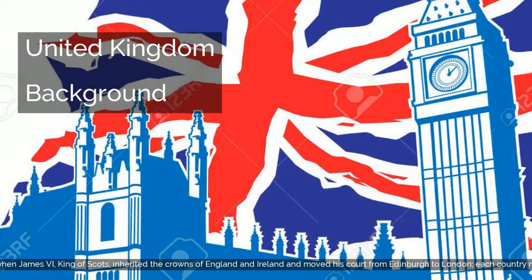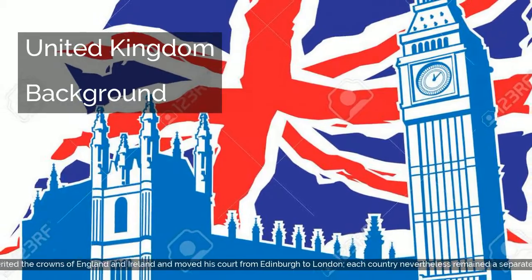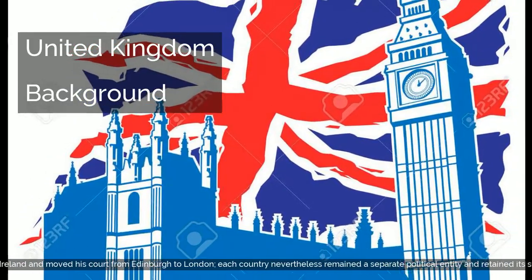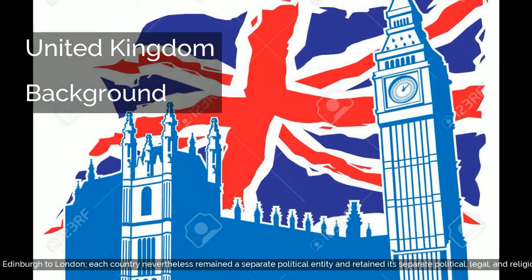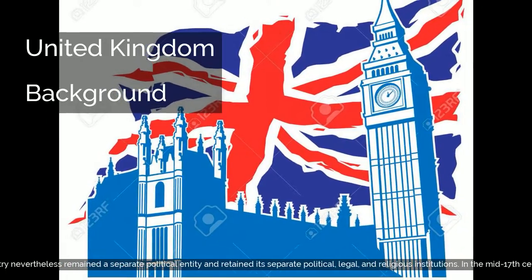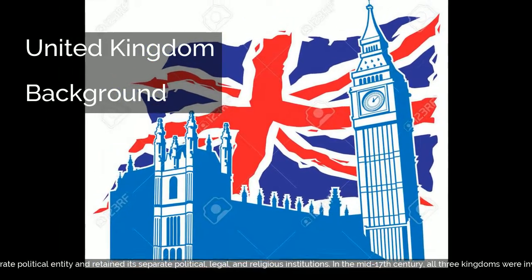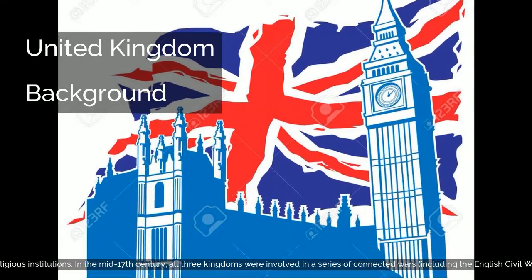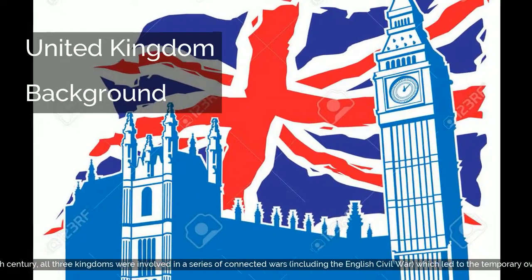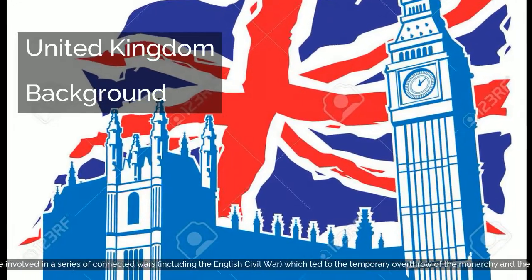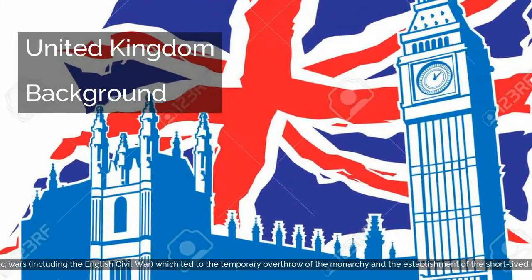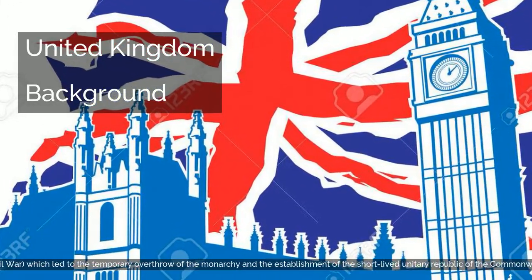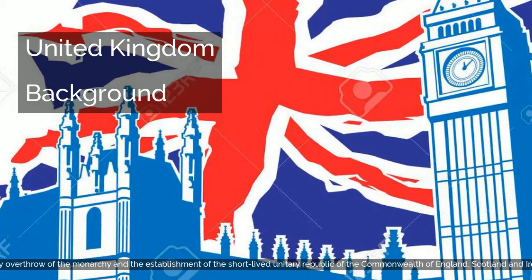In the mid-17th century, all three kingdoms were involved in a series of connected wars, including the English Civil War, which led to the temporary overthrow of the monarchy and the establishment of the short-lived unitary republic of the Commonwealth of England, Scotland, and Ireland. During the 17th and 18th centuries, British sailors were involved in acts of piracy, privateering, attacking and stealing from ships off the coast of Europe and the Caribbean.